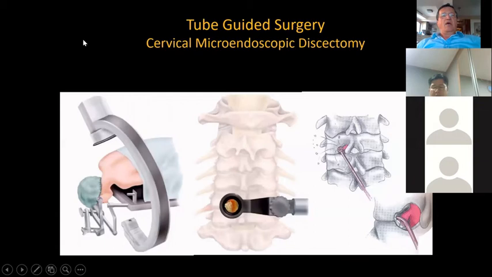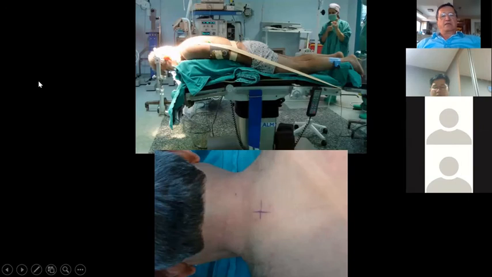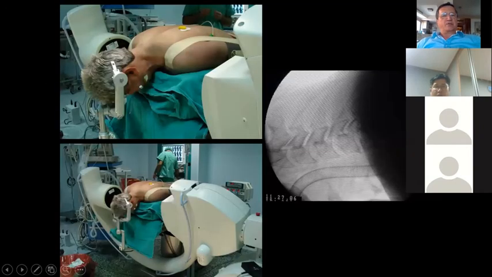What about application of tube-guided surgery in cervical disc herniation? We can apply it for cervical microendoscopic discectomy. This is the patient's position. This is the C-arm.